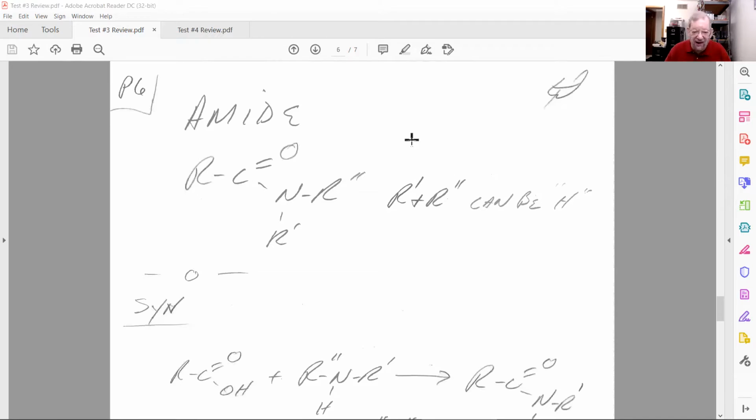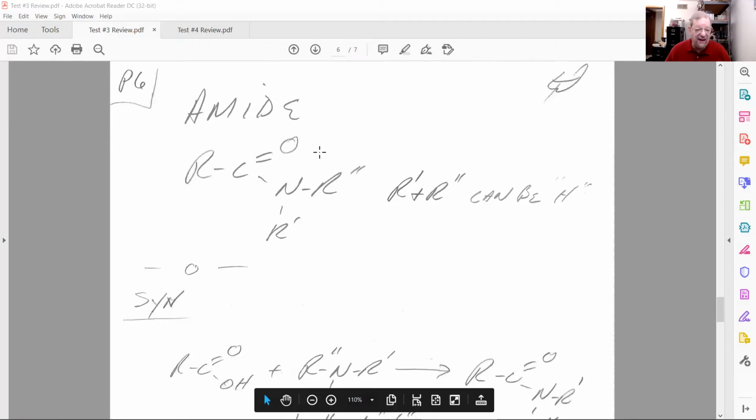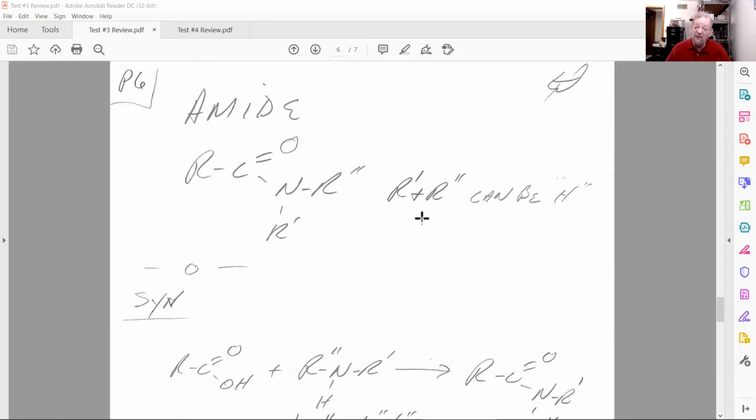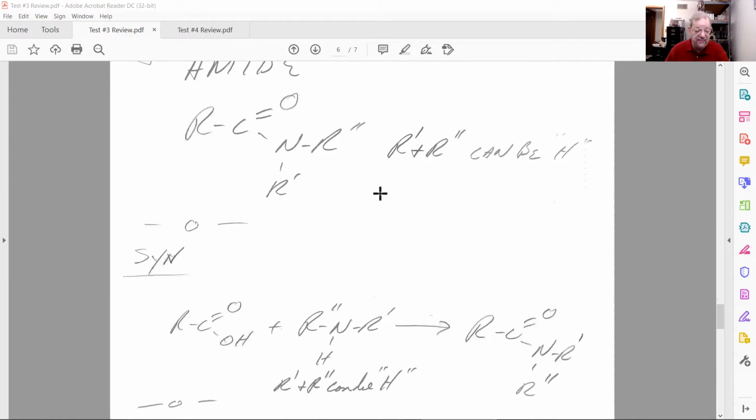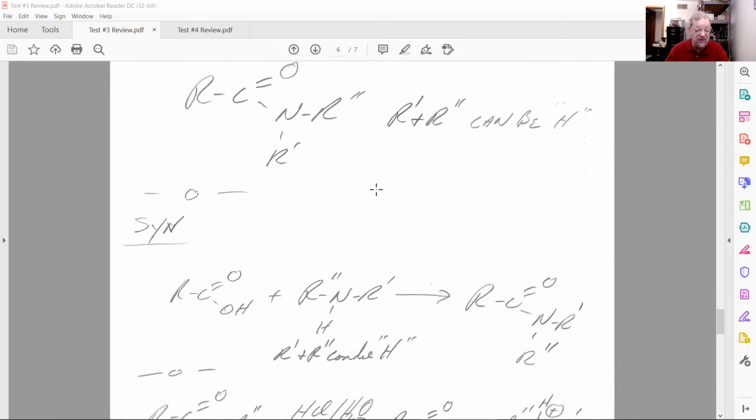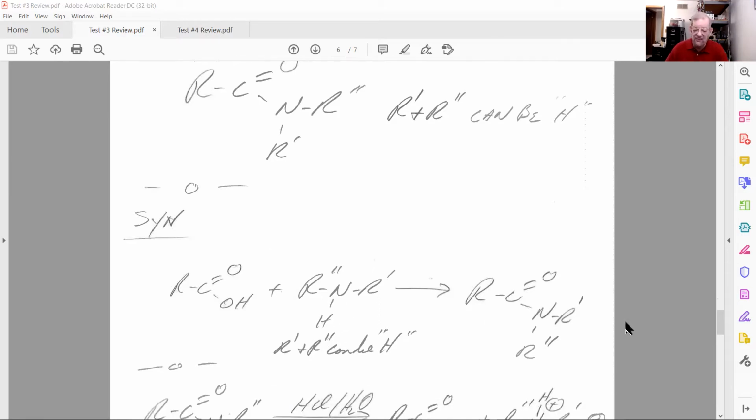Now, I talked about another functional group called the amide. And the amide has a carbonyl with an R group, nitrogen, R prime, and R double prime. Both R prime and R double prime can be hydrogen. How do you make an amide? You take a carboxylic acid, react it with either ammonia, NH3, that's when R prime and R double prime are both hydrogen, or a primary or secondary amine, and you make an amide.